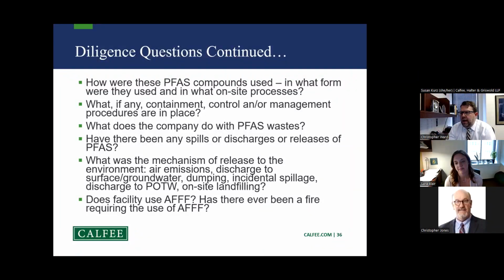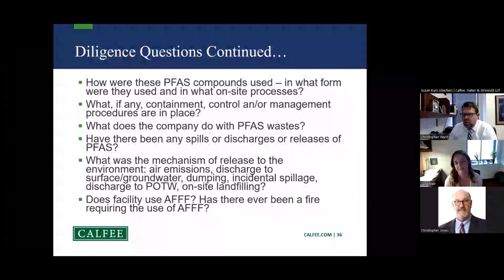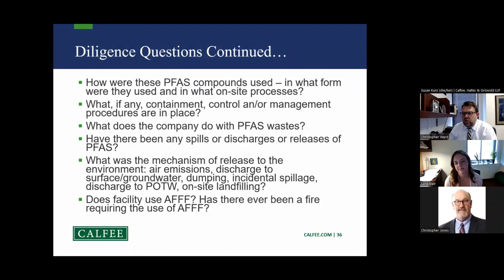For instance, how were these PFAS compounds used? In what form and in what processes? What, if any, contaminant control and/or management procedures are in place? What does the company do with its PFAS waste? Have there been any spills or discharges or releases of PFAS? What was the mechanism of release to the environment? Air, discharge to surface or groundwater, dumping, discharge to POTW, which is often common. Does the facility use AFFF, or has there ever been a fire requiring the use of AFFF?